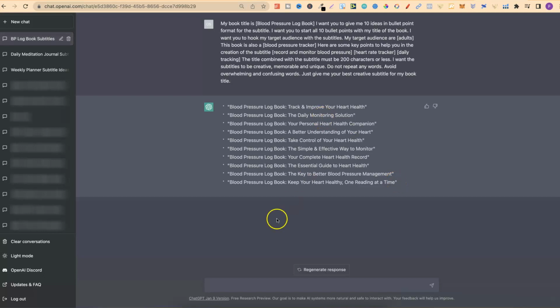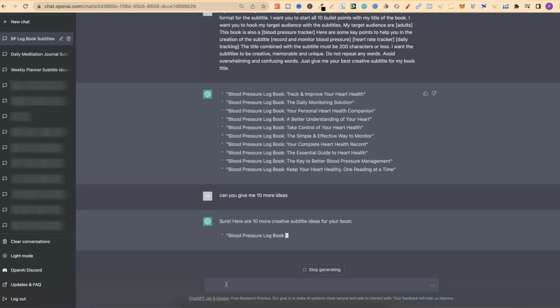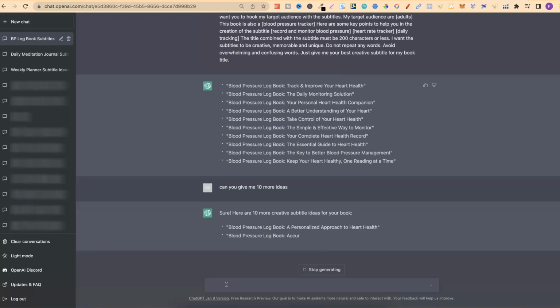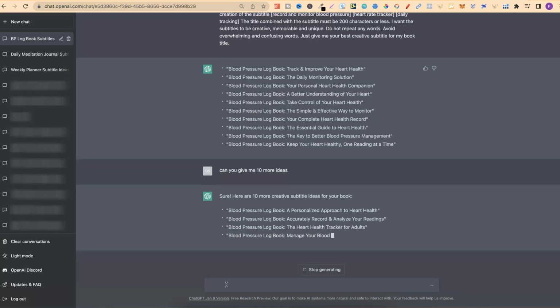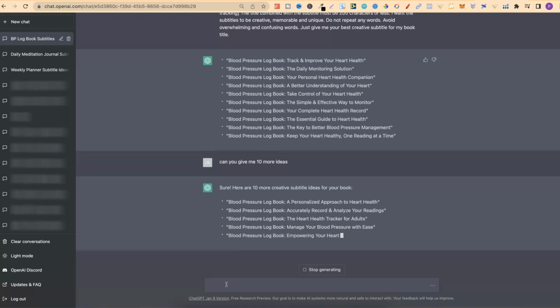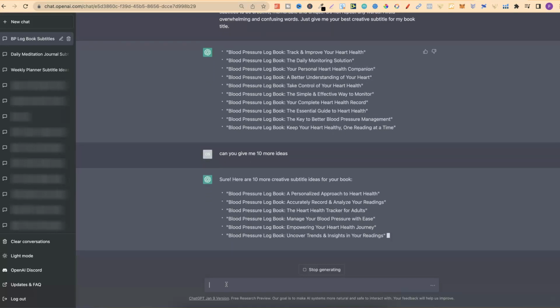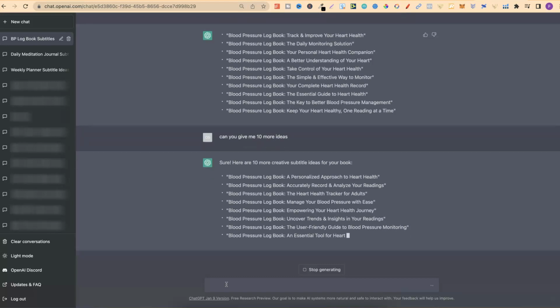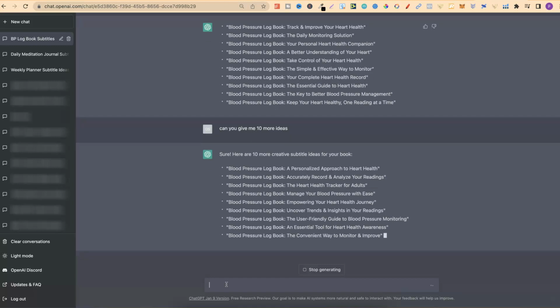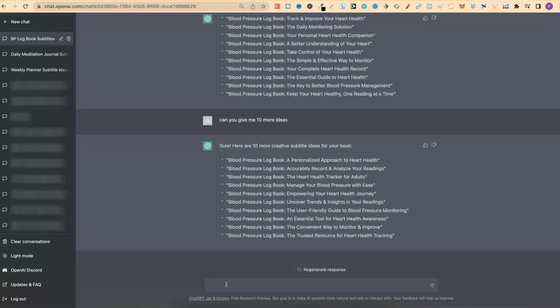Now, if you don't like these ideas, you can simply put, can you give me 10 more ideas? And then it's going to spit out even more ideas. So here's another 10. Blood pressure logbook, a personalised approach to heart health. Accurately record and analyse your readings. The heart health tracker for adults. So again, you can see how this prompt is going to save you so much time if you struggle coming up with subtitles for your books.